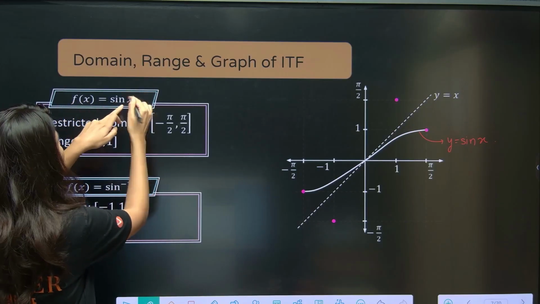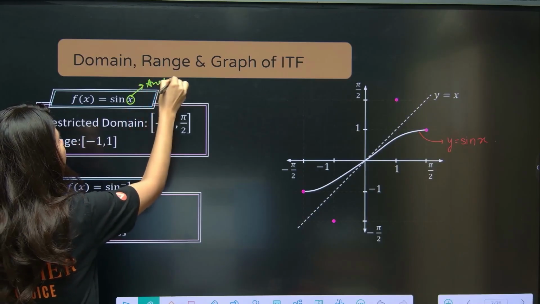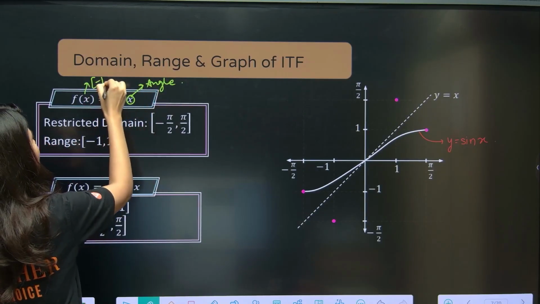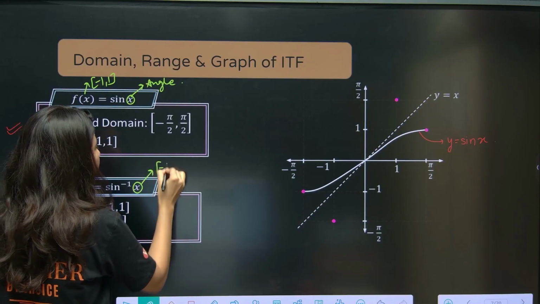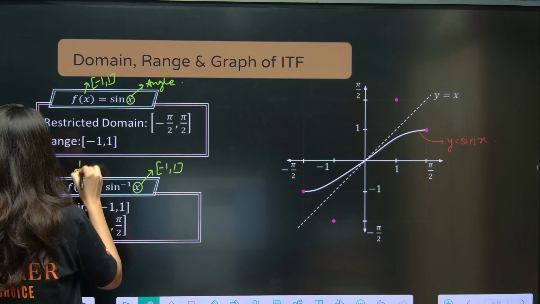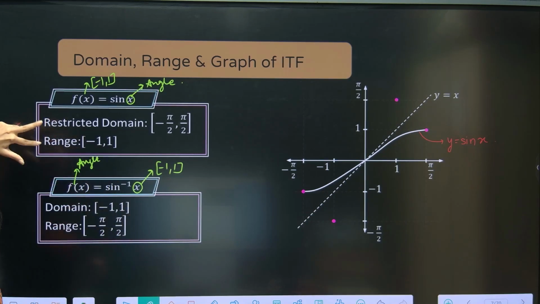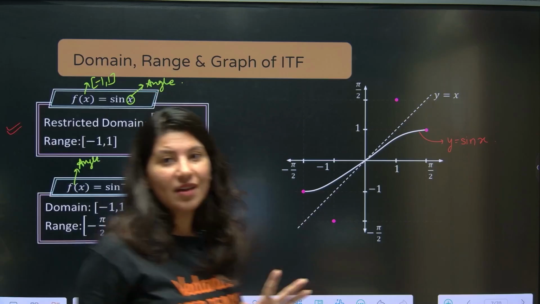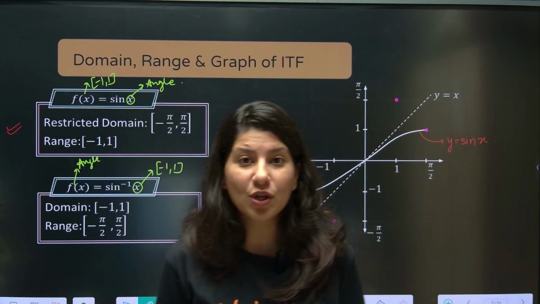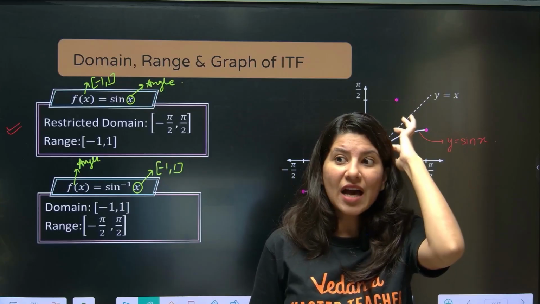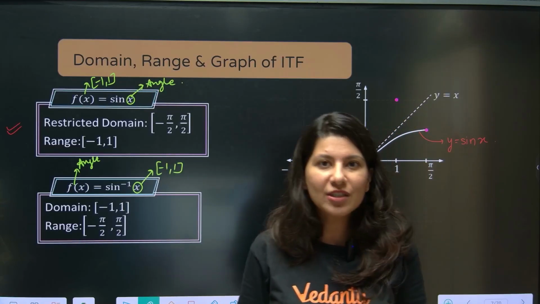So understand what will change. f of x is equal to sin x. Here x will be the angle, and f of x will be the value -1 to 1. But for the inverse trigonometric function, this x will be from -1 to 1, and f of x will be the angle, which is minus pi by 2 to plus pi by 2. So range and domain will interchange. Remember, we studied this when we were studying inverse relation also, R inverse, that range and domain get interchanged when we talk about inverse function, right?